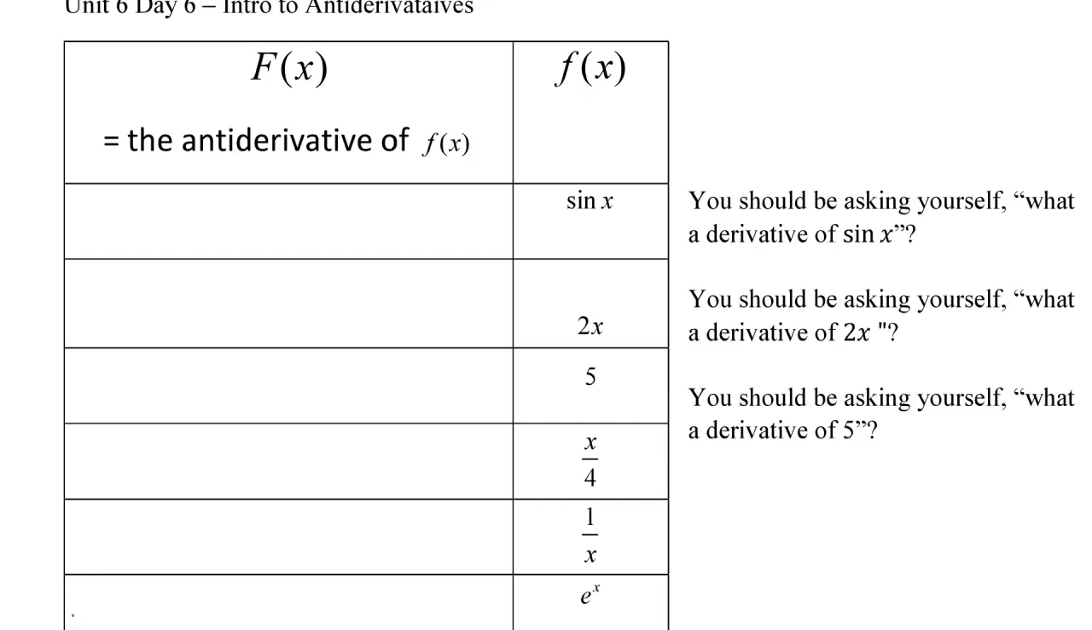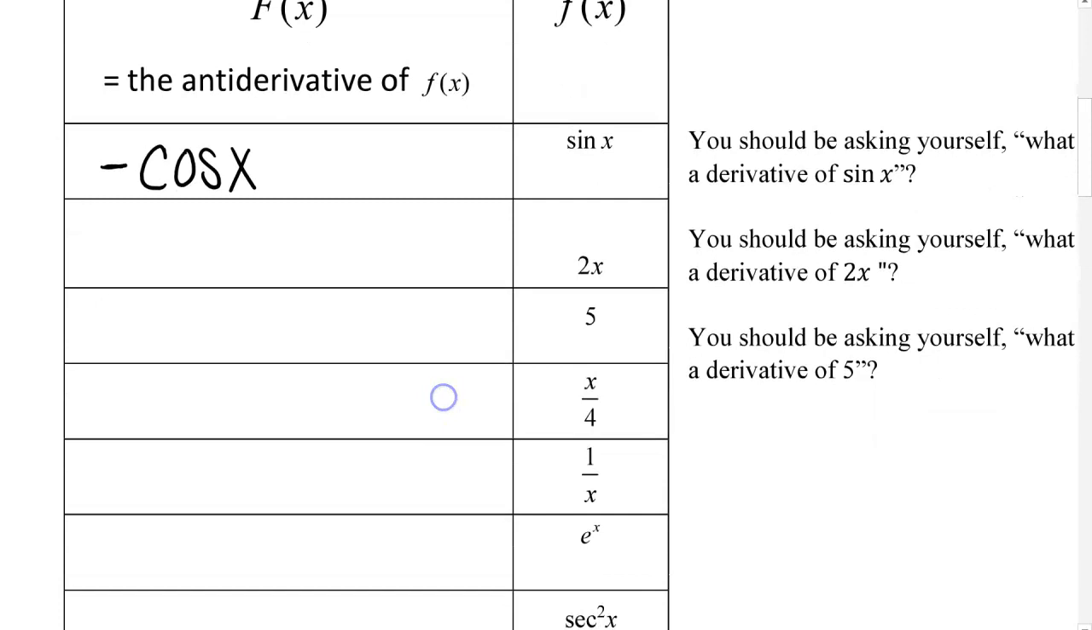For the first one, I'm guessing you wrote down some version of cosine, which is perfect. But if I take the derivative of cosine, I would get negative sine. So the antiderivative of sine would have to have a negative in front of the cosine. For 2x, hopefully you wrote down x squared. If you took the derivative of x squared, you would get 2x. I'll show you a way to figure those out all of the time later at the bottom, but hopefully that one you could get on your own.